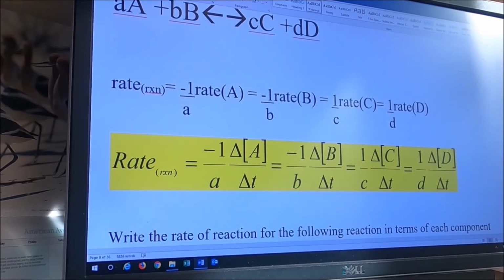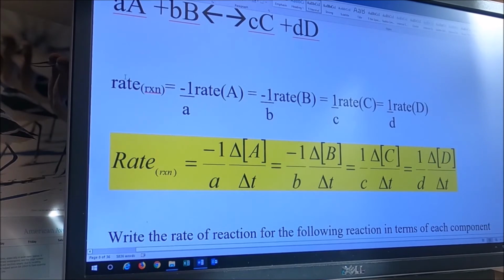All right, guys, we were interrupted and I was talking about rate law. Now, before we do the rate law, I just want to remind you, if I have a reaction, little a of A plus little b of B going to little c of C and little d of D, then the rate of the reaction could be calculated based on the concentration change in any one of the components of the reaction.